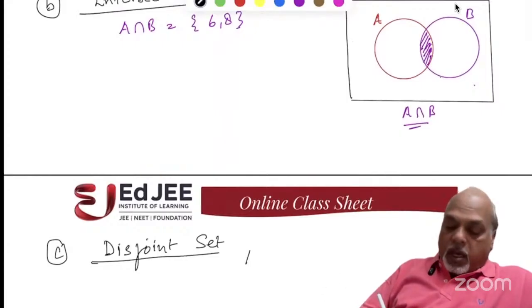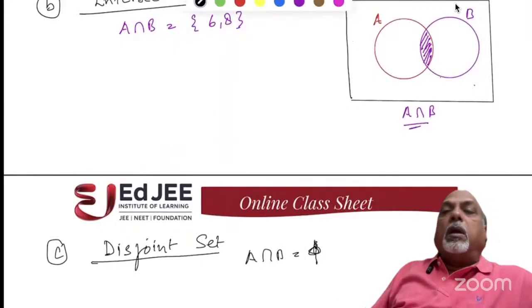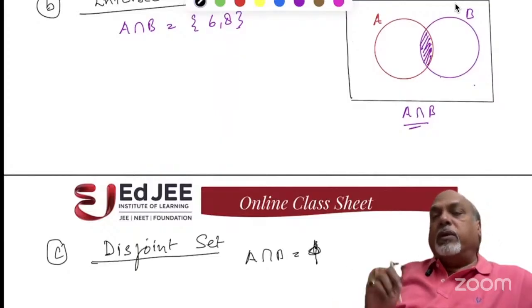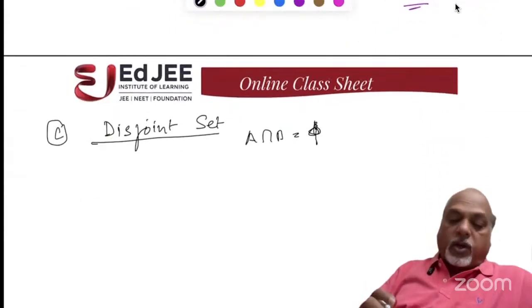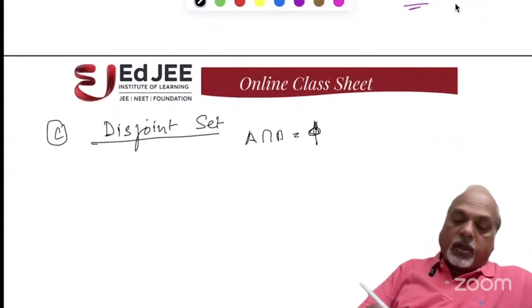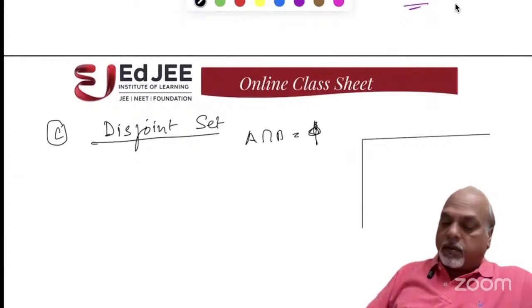If A intersection B is phi, meaning there are no elements which are common, then they are called disjoint sets. Pictorially, we can show them through a Venn diagram like this. This is your rectangle, the universal set.